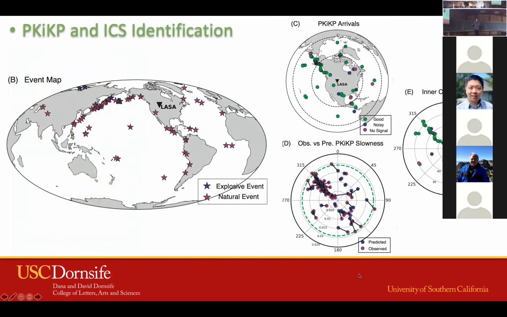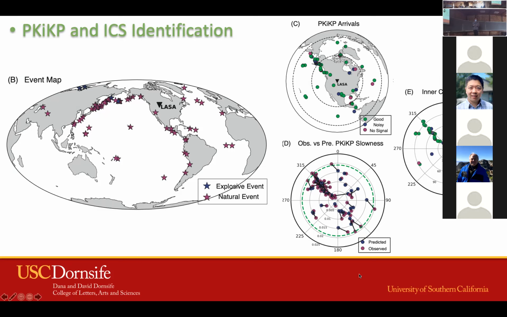Then we plot all our observations on the map and also on this diagram. This is all the events. The blue stars indicate the nuclear tests. This is the PK small IKP arrival at its bouncing point. Here I want to emphasize this figure: the blue dots indicate the predicted slowness of PK small IKP, and the magenta dots indicate our observation.